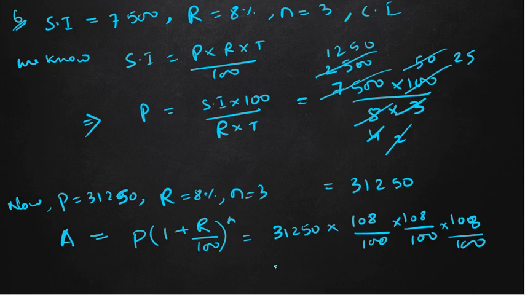Okay. So if you solve this, 31250, you can verify the calculation. Okay, you will get the answer. So answer is 39366. So this is our amount. Now we can easily calculate the compound interest. So therefore compound interest will be amount minus principal.